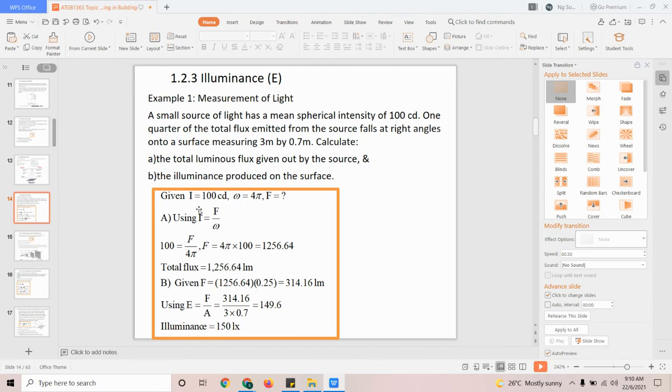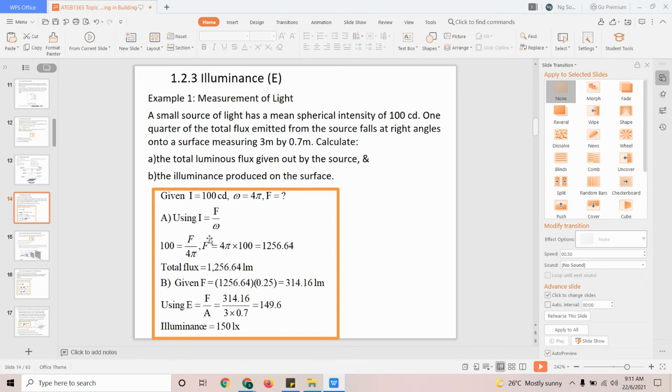Okay, so the first formula that you require is I equals F over omega. If you substitute all the values that you know, with 100 candela here and 4 pi, you work out that your flow of energy is equal to 1256 lumen. So that is your total flux.